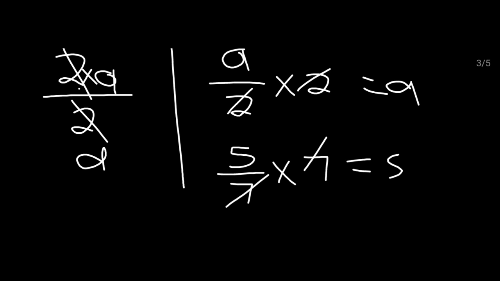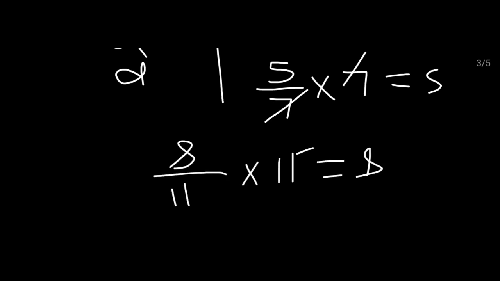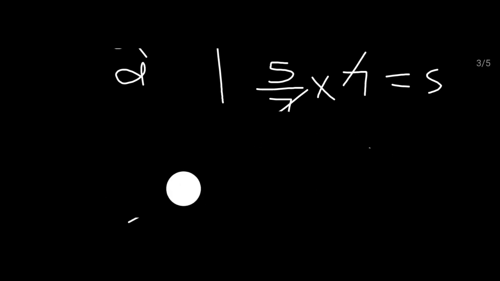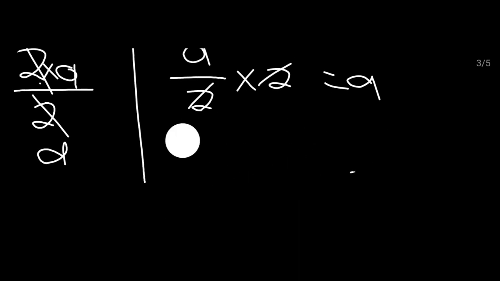I really hope it makes sense. You can test it on the calculator with any value. You can say 8/11 multiplied by 11. It will give you 8, because this 11 multiplies with this 11. So whenever a number is multiplying, you divide. When a number is dividing, you multiply.